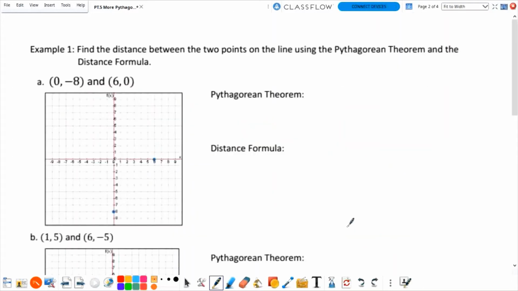Again, example 1 tells us to find the distance between the 2 points on the line using the Pythagorean theorem and the distance formula. So we're going to start off with the Pythagorean theorem. Now notice it gave us (0, -8) and (6, 0).